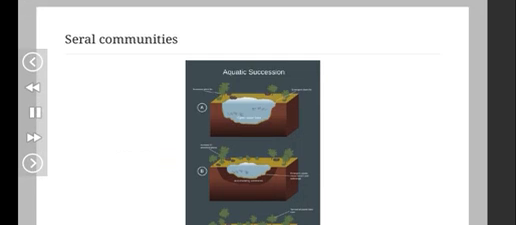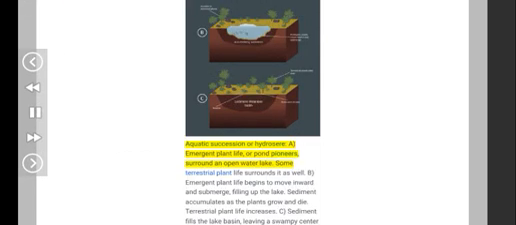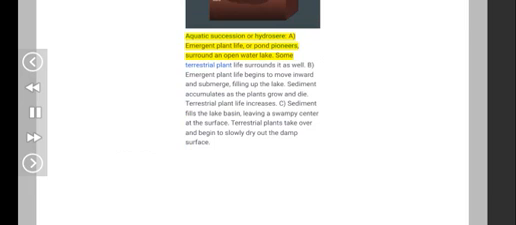Seral communities. Aquatic succession or hydrosere. A. Emergent plant life, or pond pioneers, surround an open water lake. Some terrestrial plant life surrounds it as well. B. Emergent plant life begins to move inward and submerge, filling up the lake. Sediment accumulates as the plants grow and die. Terrestrial plant life increases. C. Sediment fills the lake basin, leaving a swampy center at the surface. Terrestrial plants take over and begin to slowly dry out the damp surface.